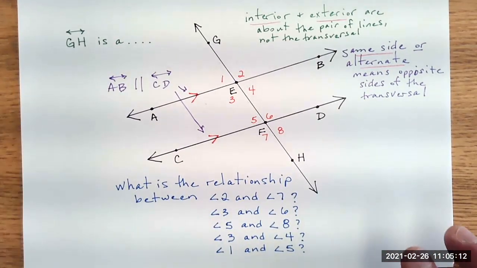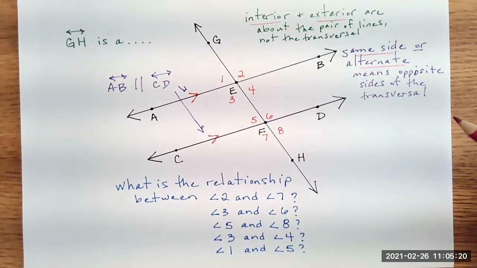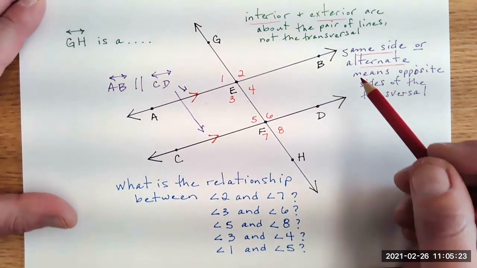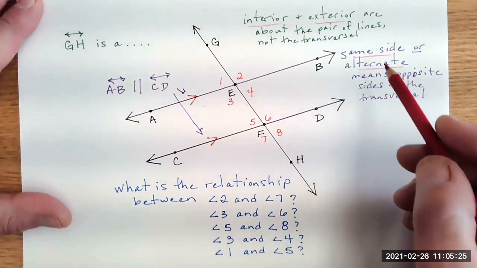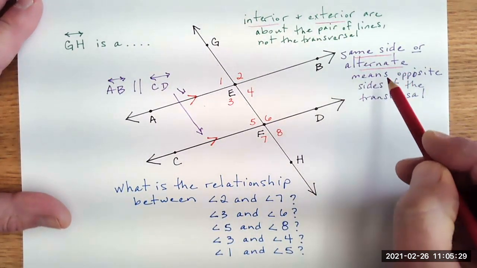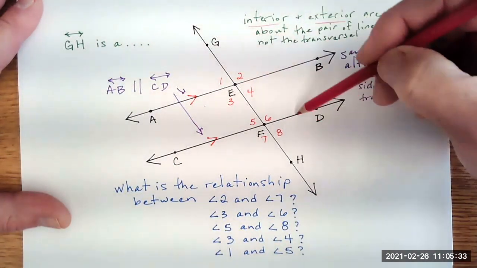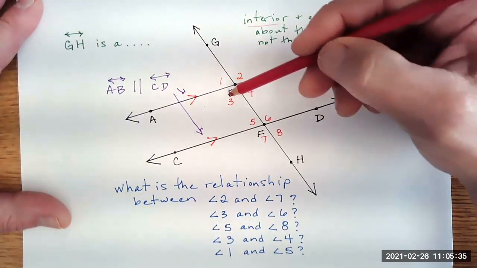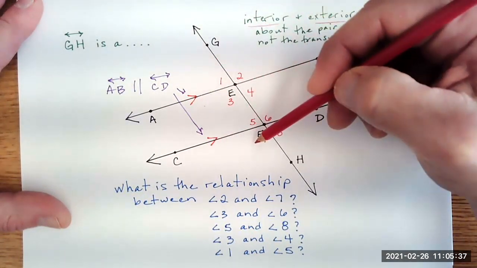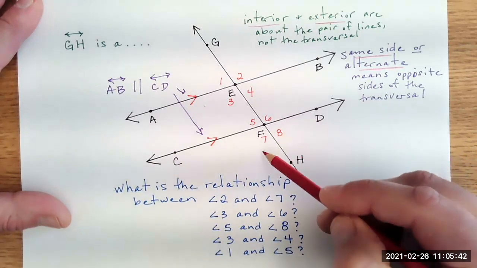Now you see all of them. All 8 angles: 1, 2, 3, 4, 5, 6, 7, and 8. The pairs are going to have different relationships. Now here are the key words to consider. Same side and alternate are the words that address the transversal. Same side of the transversal, same side, and then alternate sides of the transversal.